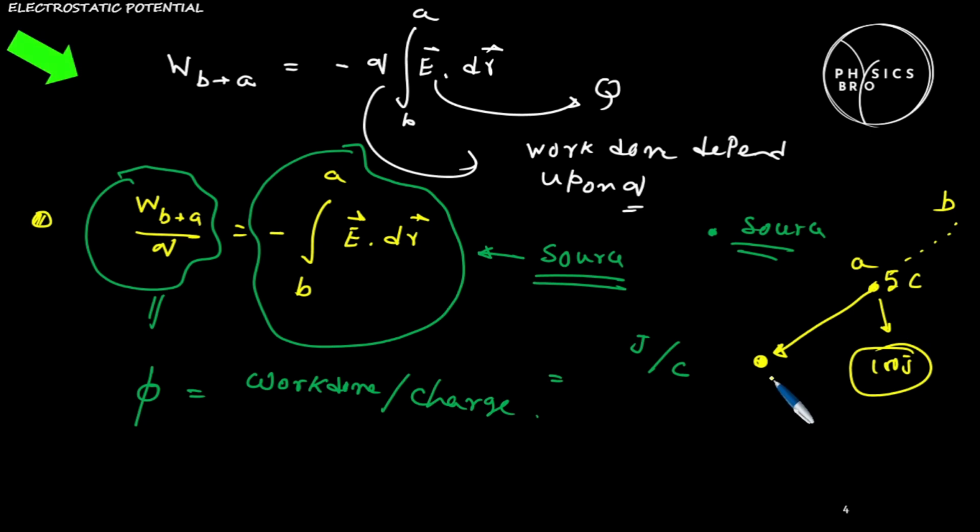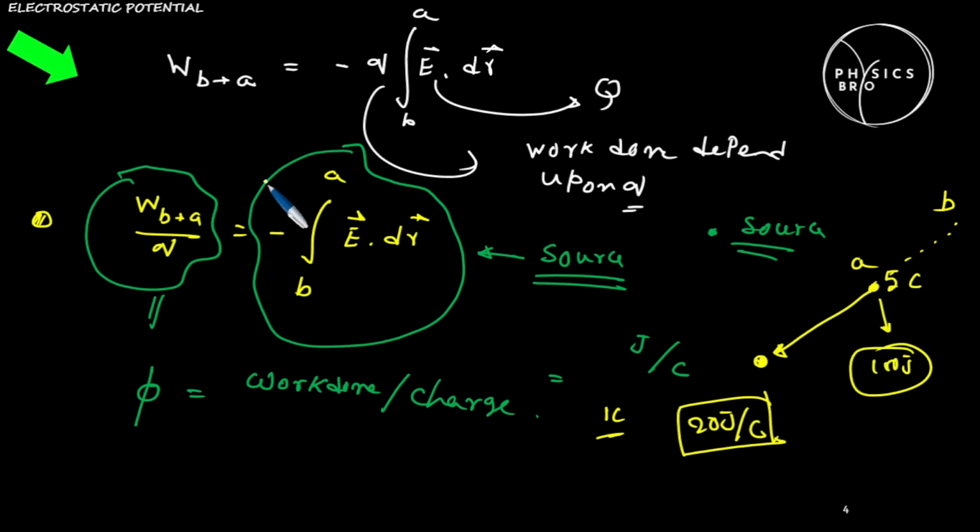Okay, so the potential says that it's for 5 coulomb, so per unit charge, for 1 coulomb, it needs only 20 joule per coulomb. That is 20 joule per coulomb. So potential needed now is 20 joule per coulomb.